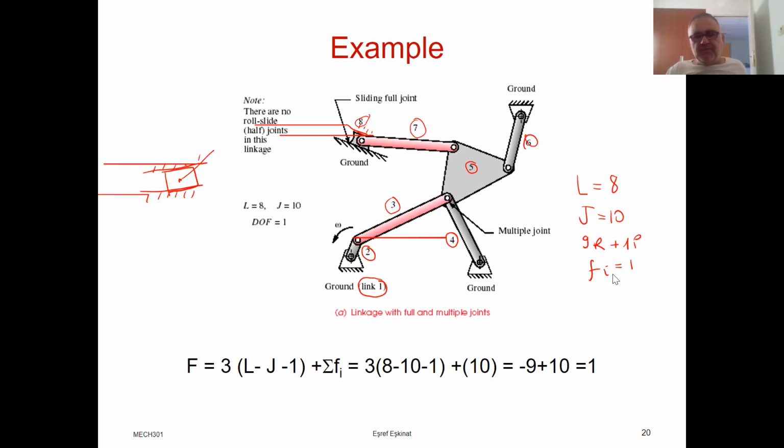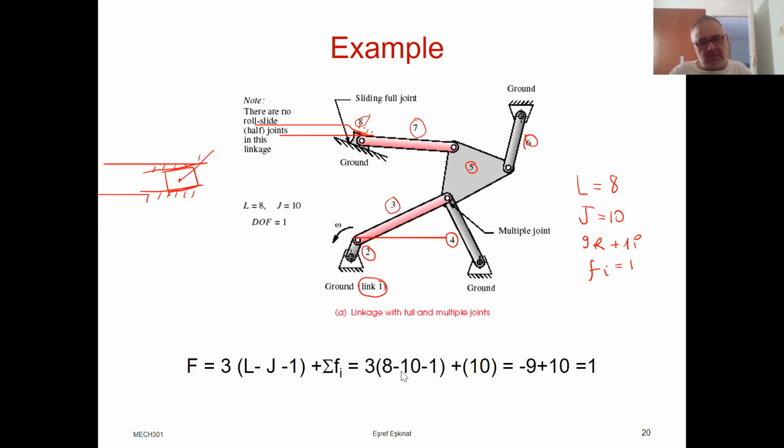And each of them has an f of 1. Degree of freedom of each joint is 1. So we just substitute this into our equation: 3 times (L minus J minus 1), 3 times (8 minus 10 minus 1). So what does this make?